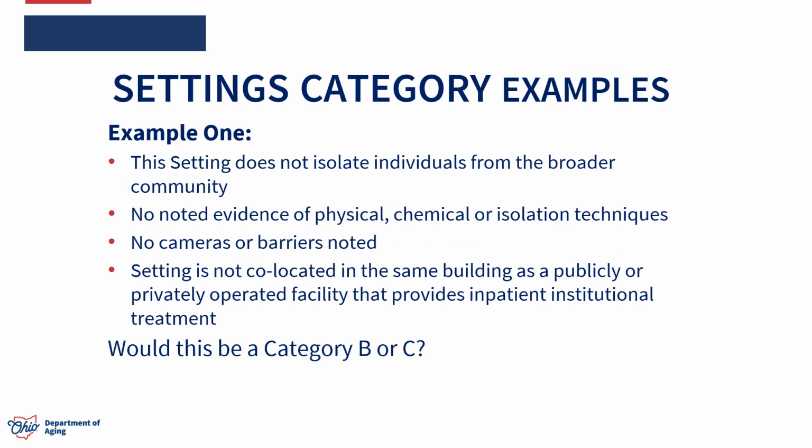So now we're going to look at a few settings category examples and think about if it would be categorized as a B or a C. So in this first example, here's a scenario. The setting does not isolate individuals from the broader community. No noted evidence of physical, chemical, or isolation techniques are found. There are no cameras. There are no barriers. The setting is not co-located in the same building as a publicly or privately operated facility that provides inpatient institutional care. So would this be a Category B or a Category C? The answer is a Category B.